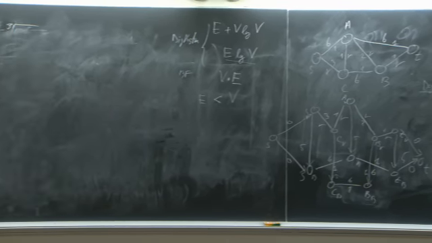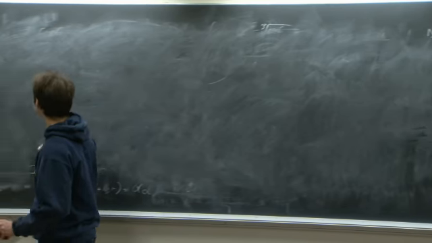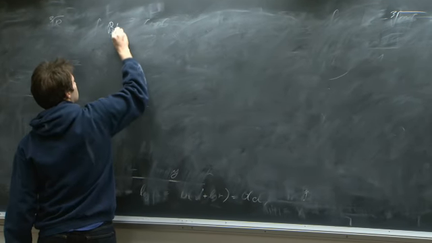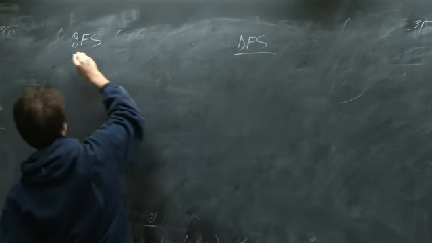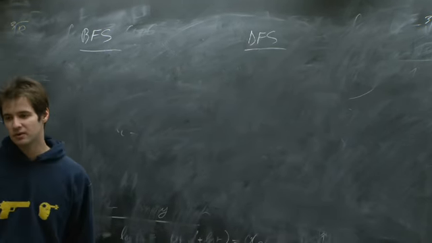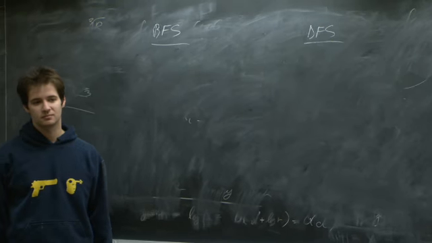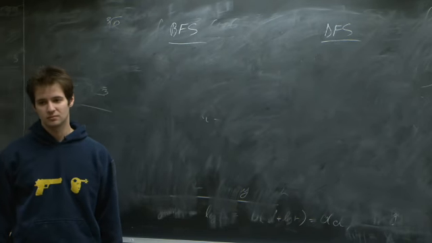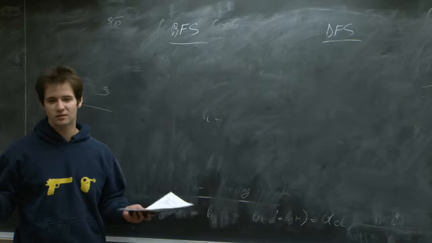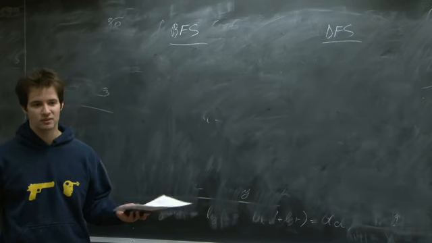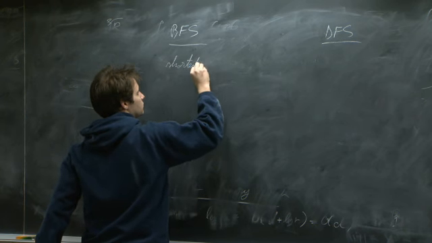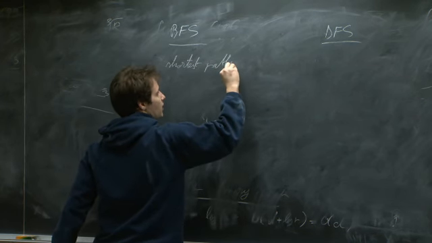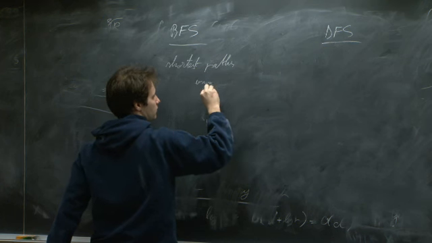So let's talk about BFS and DFS very briefly. What does BFS give us? Why is it useful? Shortest path in terms of number of edges, right? No weights on the edges. So shortest path using the number of edges.